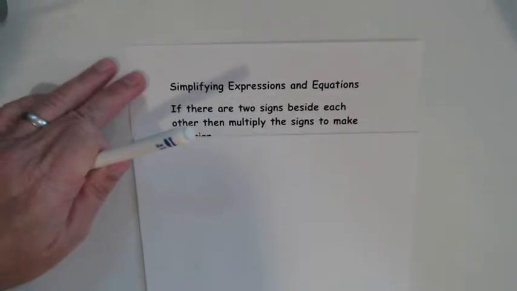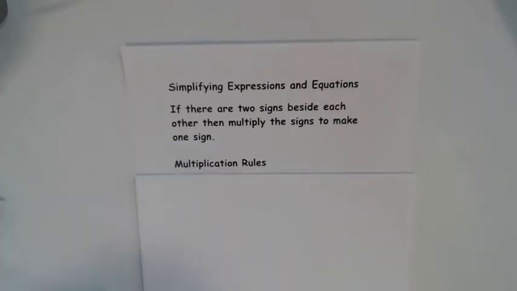And one of the first things I'm going to go over is the fact that if it's got too many signs in it, you need to use your multiplication rules and make it to where it doesn't have as many signs in it. And what you can do is this. If there are two signs beside each other, you can then multiply those signs together and make it one sign. That's going to make these problems that have a bunch of signs in it much easier to deal with. So, you need to know your multiplication rules for integers primarily.